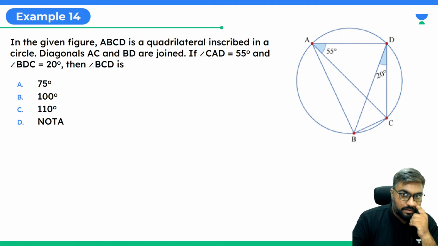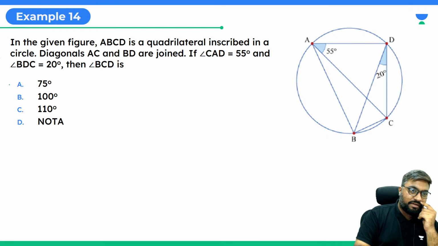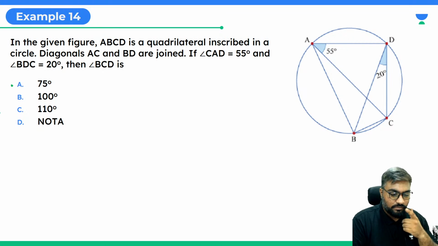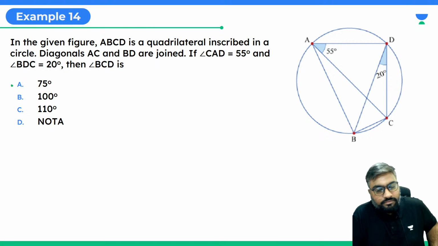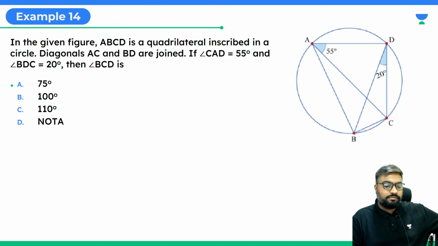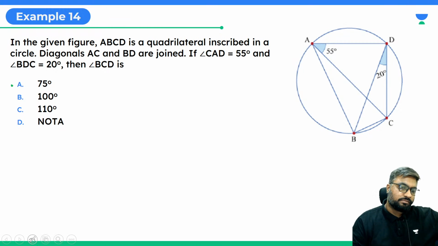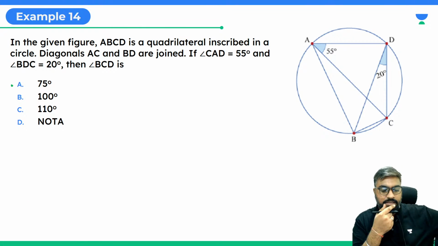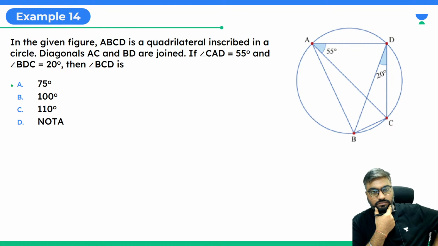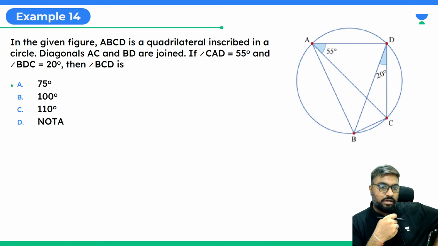Similar question. Alka says 75. Okay, Alka. Are you sure? Others answer. Parth also says 75. Okay. All right, look at this.